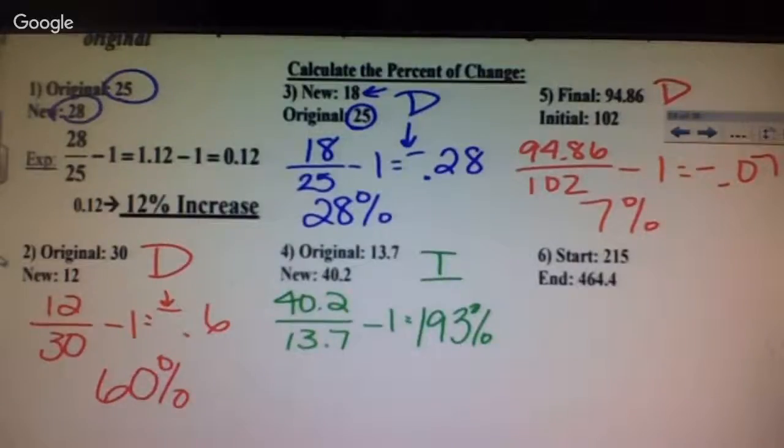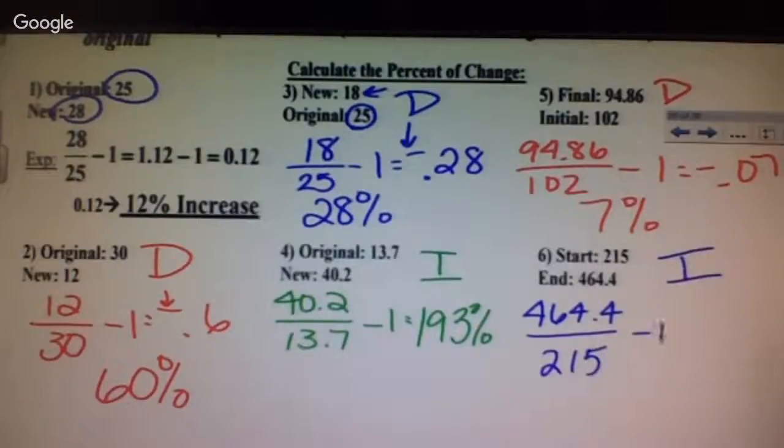And finally, number 6 then, we're looking at a start of 215 and an end of 464.4. It's an increase. Excellent. So, end goes on top, start goes on the bottom, minus 1. 1.16, so 116% increase.